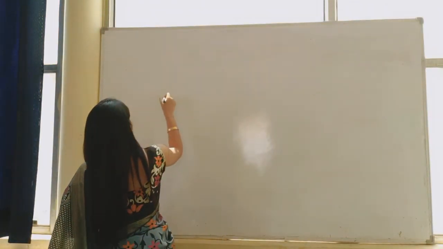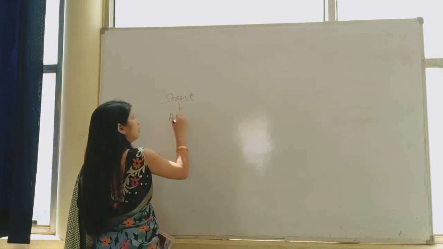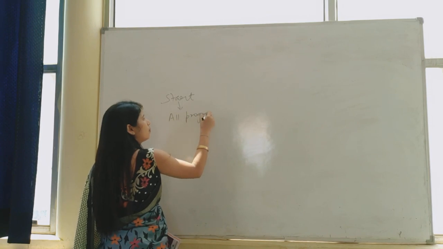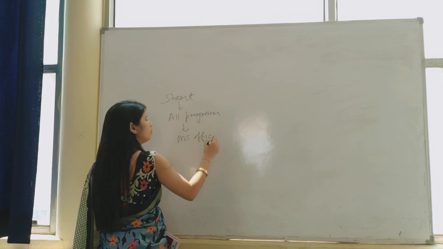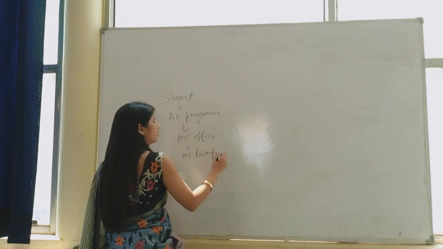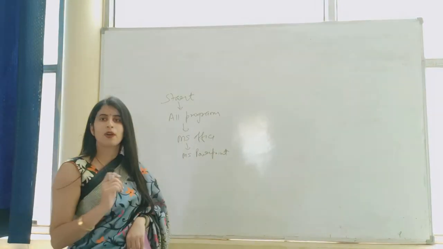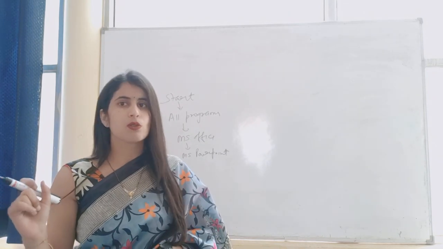So how to open MS PowerPoint? The first step is how to open MS PowerPoint. So to open MS PowerPoint we follow a few steps. What are the steps? You will click on the start button, then you will go to all programs, then you will click on MS Office, then you will click on MS PowerPoint. When you click on MS PowerPoint, easily the software window will open. So this was the step.